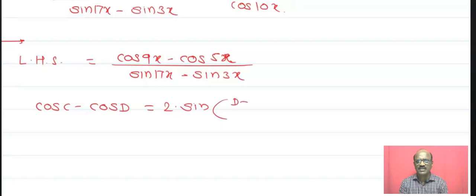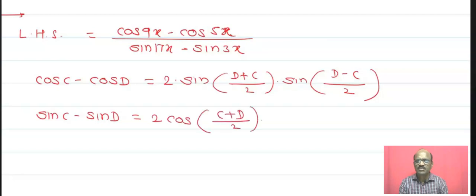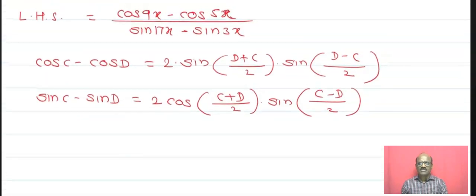The cos C minus cos D formula for the numerator, and for the denominator the sin C minus sin D formula. Cos C minus cos D is 2 times sin of D plus C upon 2 and sin of D minus C upon 2. Whenever there is a subtraction in cos, sine comes in both places. One more formula: sin C minus sin D is 2 times cos of C plus D upon 2 into sin of C minus D upon 2. You should remember these two formulas.